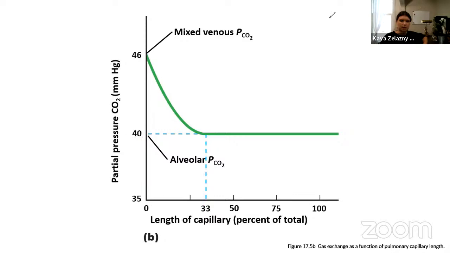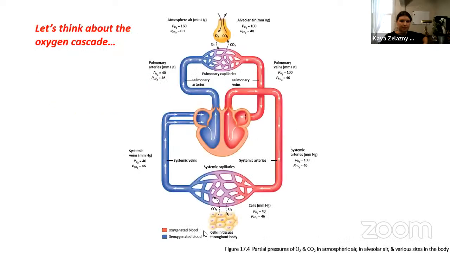I am going to scroll back to our diagram of the cascade just so I can point out where that carbon dioxide part is happening. We see carbon dioxide coming in at 46, getting to the lungs. We can compare: alveolar air has a lot more carbon dioxide compared to the atmosphere. Alveolar air is at a partial pressure of 40 for carbon dioxide. So we reach equilibrium in a third of the length of the capillary, bringing the carbon dioxide partial pressure down to 40. It's traveling down its gradient, basically.